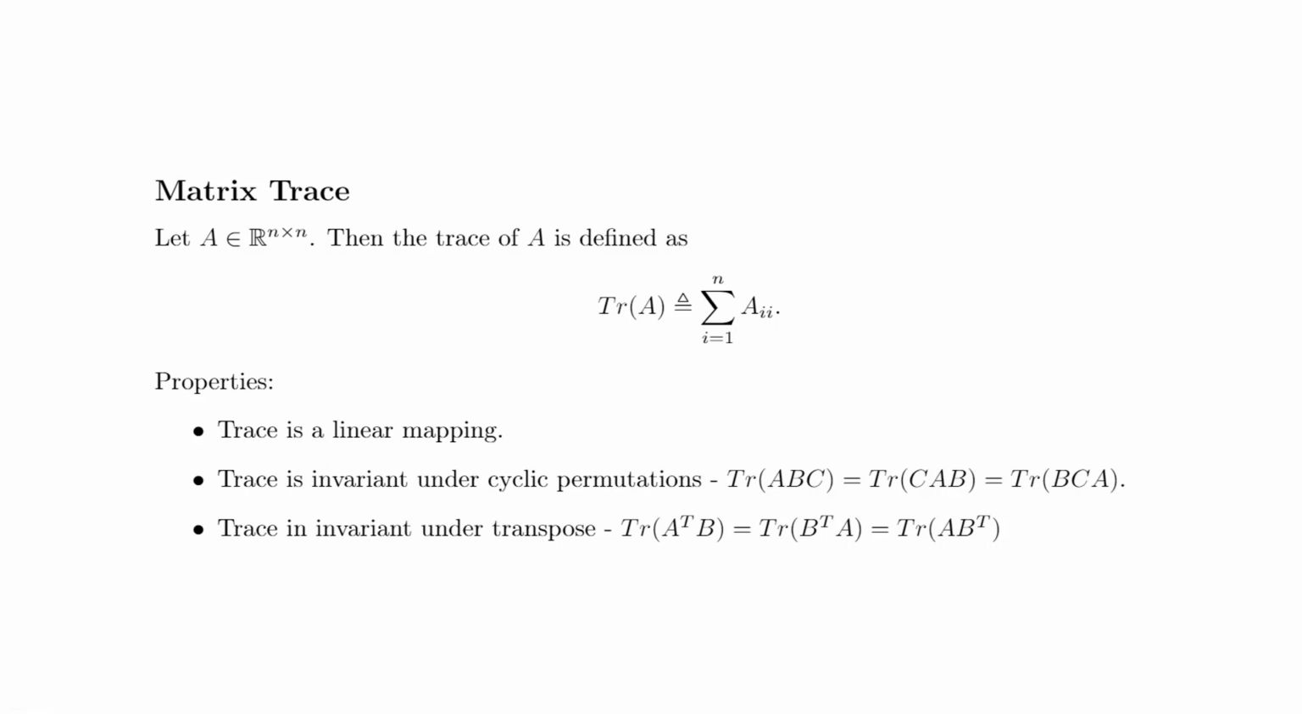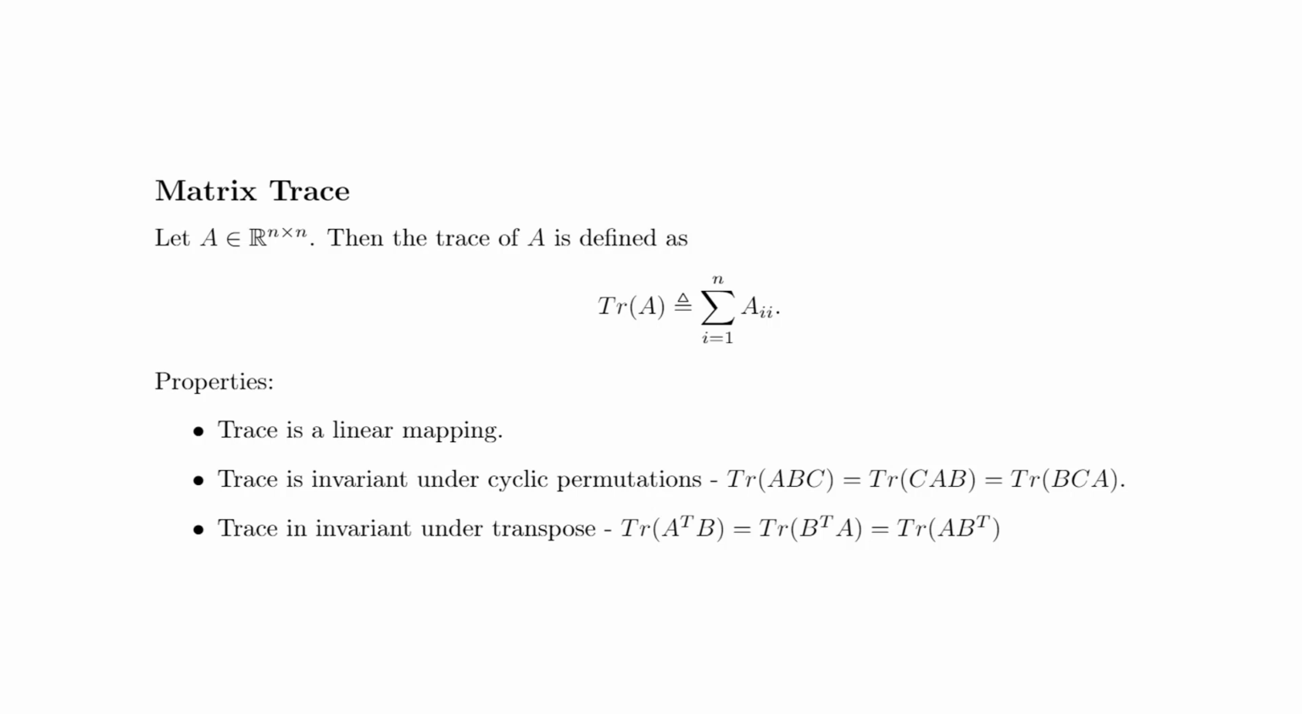The trace of a matrix is the sum of its diagonal members. The properties: the trace is a linear mapping. It is invariant under cyclic permutation. That is a very complicated way to say that the trace of ABC is the trace of CAB is the trace of BCA. What we did here, we took one of the members from the end of the expression and moved it to the back.